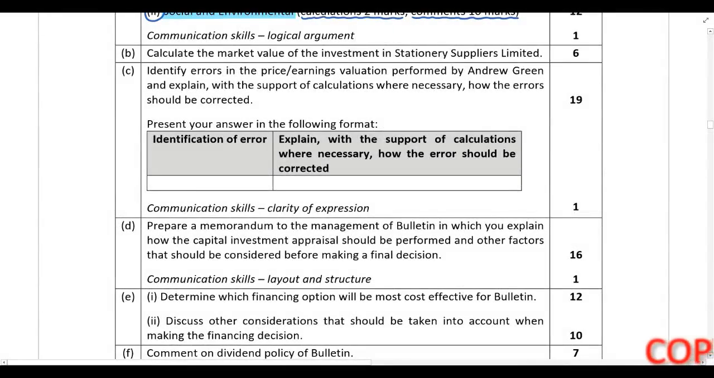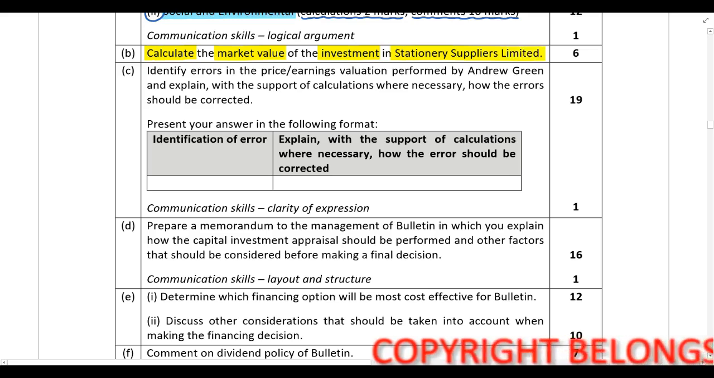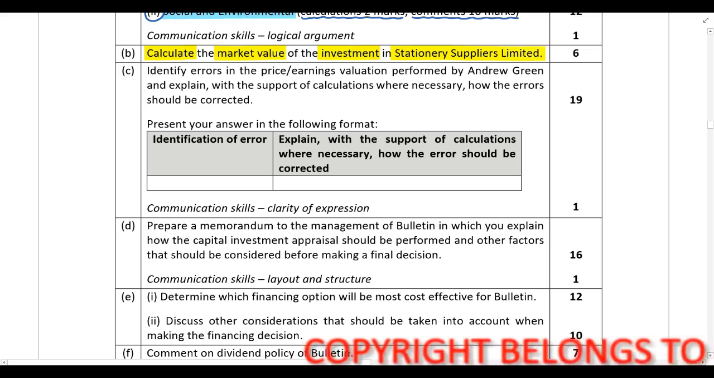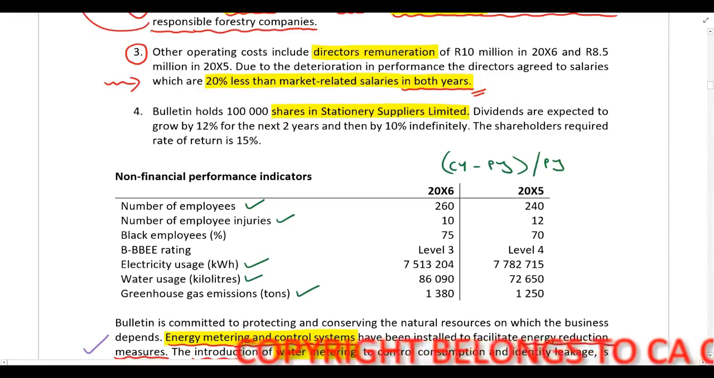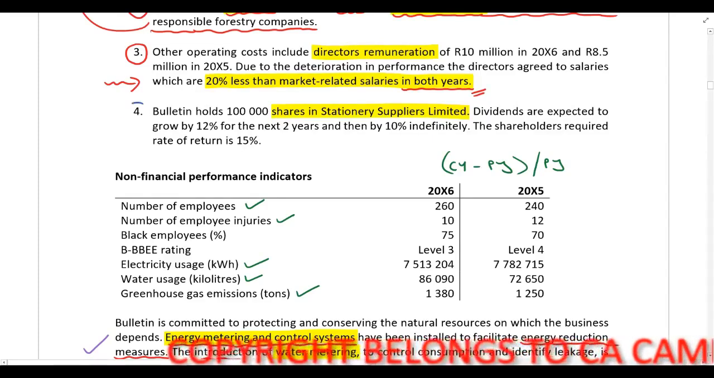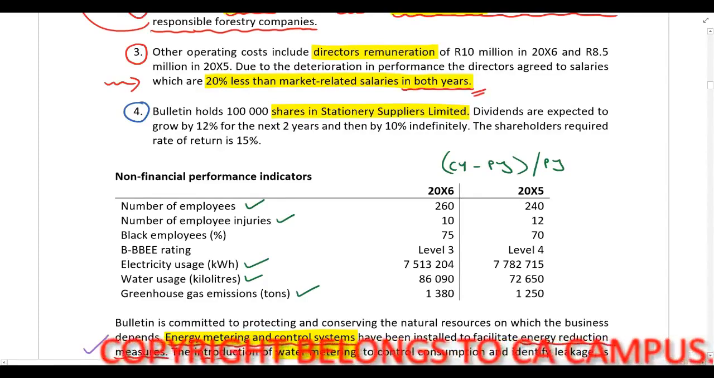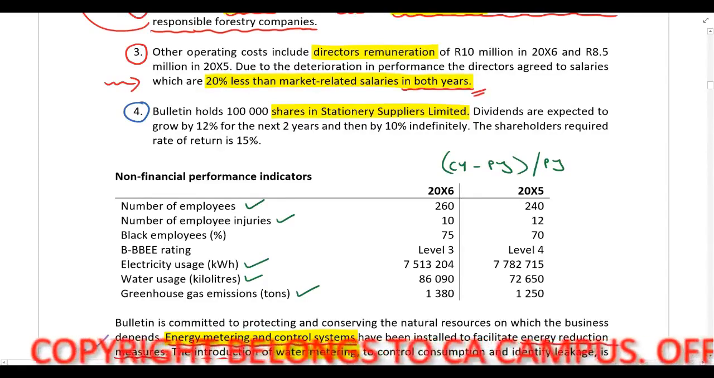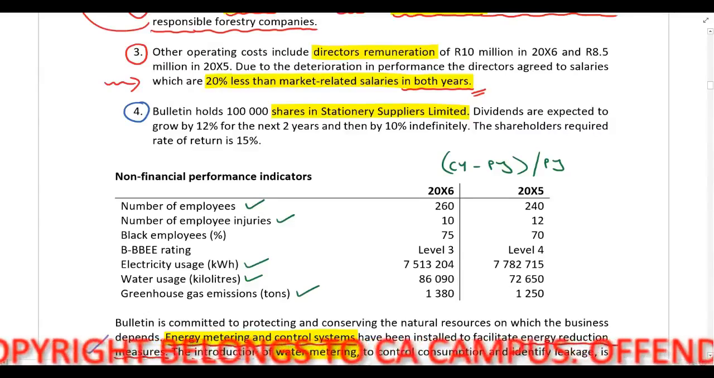In part B, calculate the market value of the investment in Stationery Suppliers Limited. And the calculation is for 6 marks. So if we go back to the information provided in the scenario, in note 4, you were told that Bulletin holds 100,000 shares in Stationery Suppliers Limited.